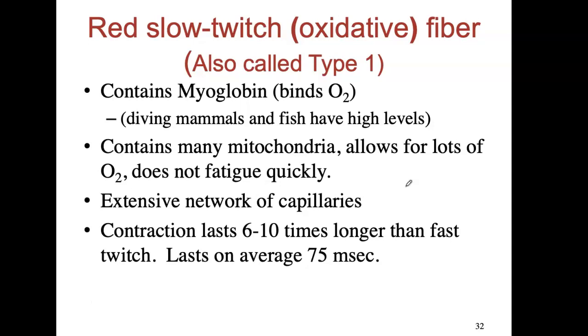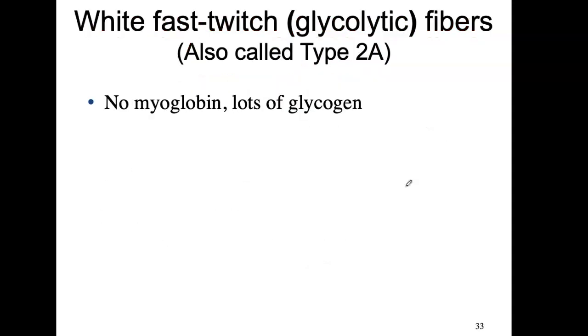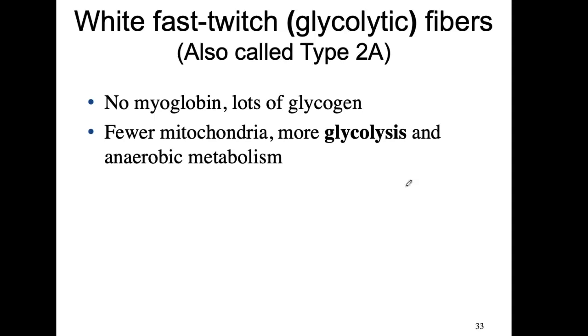Think postural muscles. The white fast twitch fiber, also called type 2A or glycolytic, doesn't have myoglobin. It has lots of glycogen, but no myoglobin. It's not going to look red. It's going to look whiter. It has fewer mitochondria, so it's going to have more glycolysis going on, breaking it down and making that ATP.